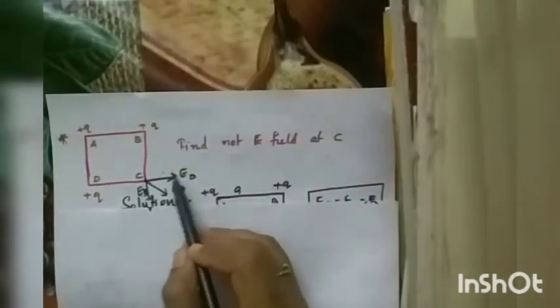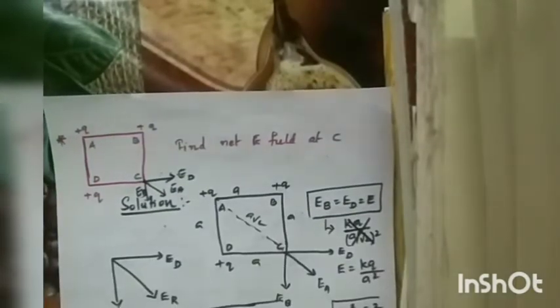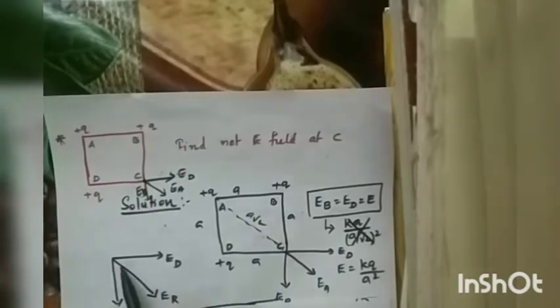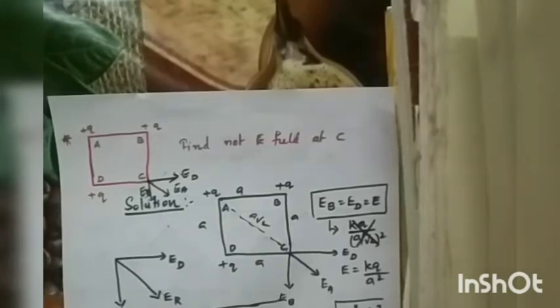How will you find out the net electric field? Yes, as we did in the case of force, first you resolve these two vectors, EB and ED. So what will you get? When you resolve EB and ED, you will get the resultant vector along this direction. And what is the method to resolve? Square root of EB square plus ED square plus 2 EB ED cos theta. And what is the magnitude of this EB and ED?